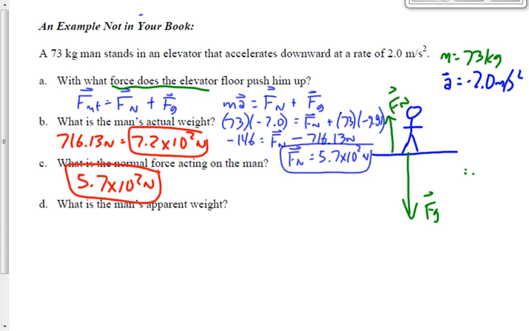How heavy does the guy feel? What's his apparent weight? How heavy does he feel in this elevator? What is it? 5.7 times 10 to the 2 newtons. He really is 7.2 times 10 to the 2 newtons, but he feels like he's 5.7 times 10 to the 2. Your apparent weight, how heavy you feel, is your normal force. Remember we talked about that a week or so ago.